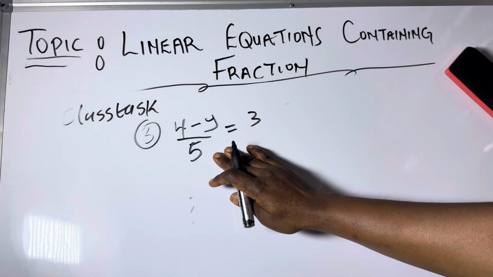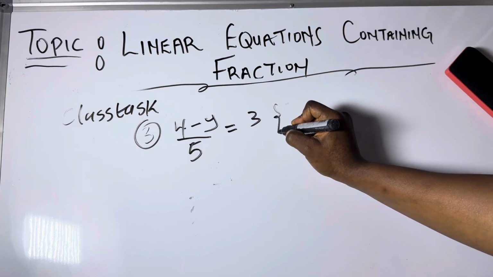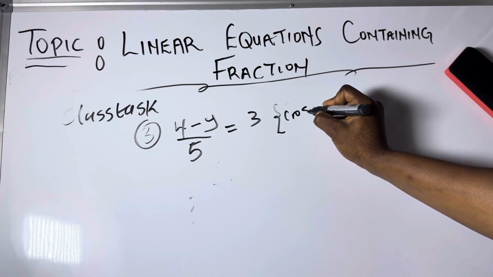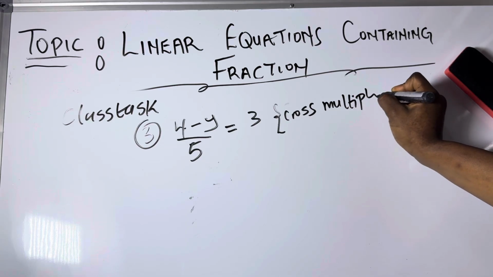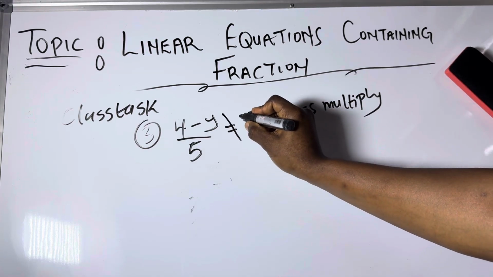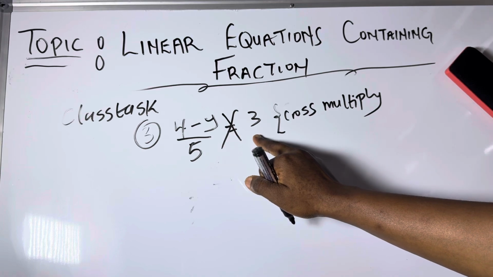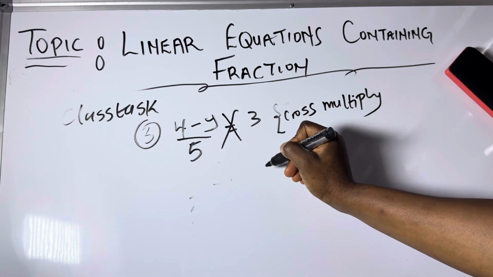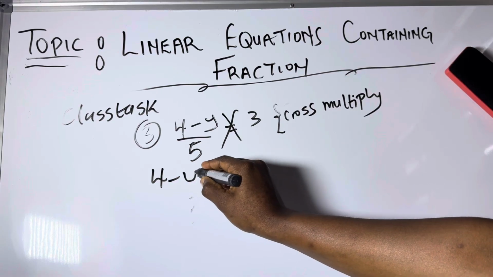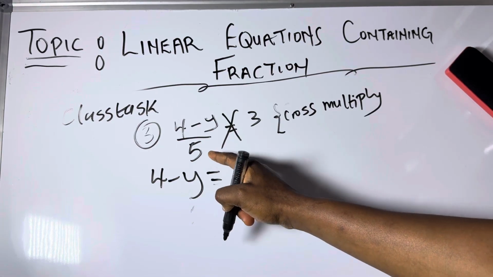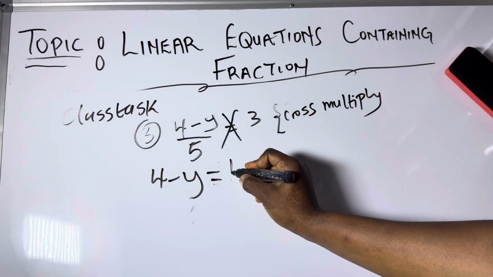Now, the first thing to do here is to cross multiply. 4 minus y multiplied by 1. There's an invisible 1 here. That gives 4 minus y equals 5 times 3, which is 15.